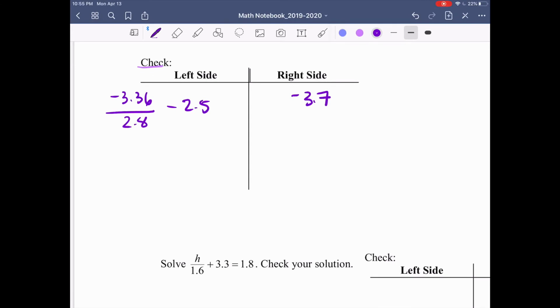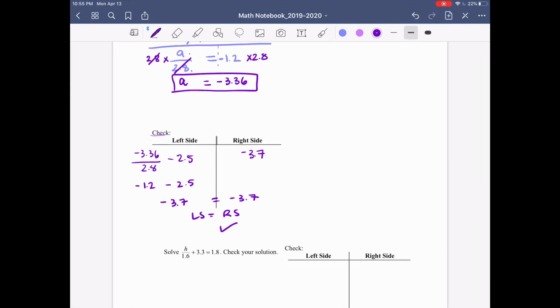So negative 3.36 divided by 2.8 is equal to negative 1.2. And then we solve to minus 2.5. And then if you subtract them, you get negative 3.7, and that's equal to our right side. So our left side is equal to our right side, which means we did it correctly and our A is correct.